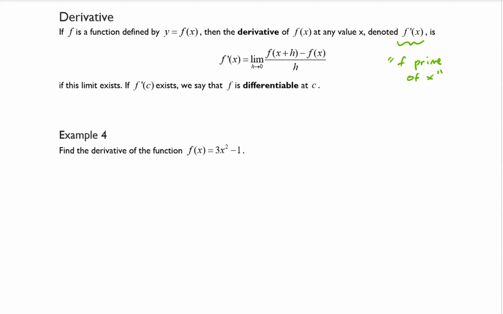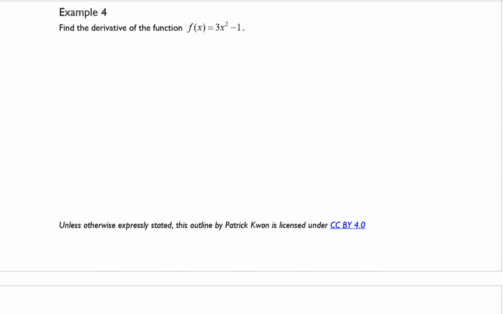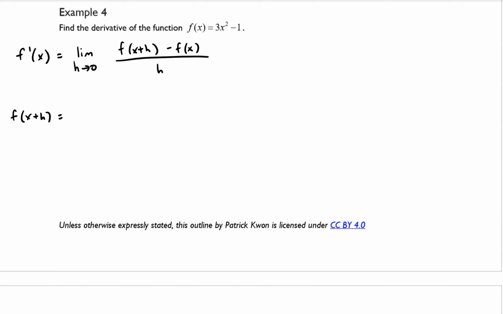So example 4 wants us to find the derivative of the function f of x equals 3x squared minus 1. So f prime of x is equal to the limit as h goes to 0 of f of x plus h minus f of x all over h. So I want to calculate the components. So f of x plus h is equal to, anywhere we see an x, we want to replace it with x plus h.